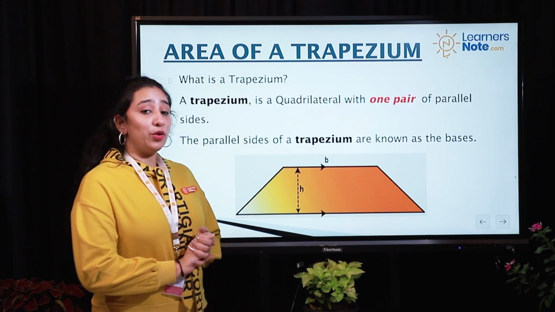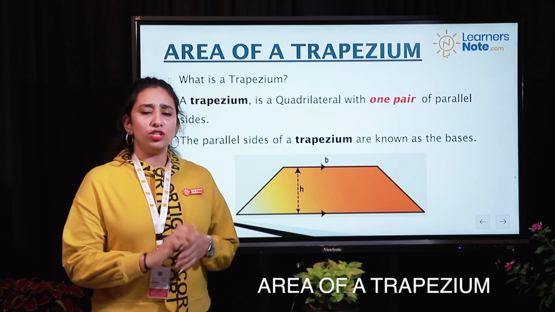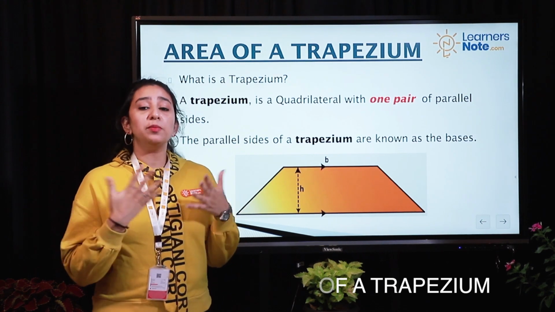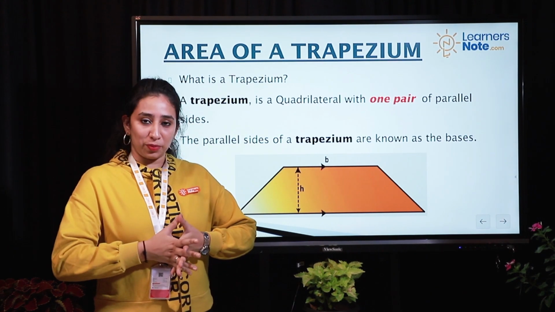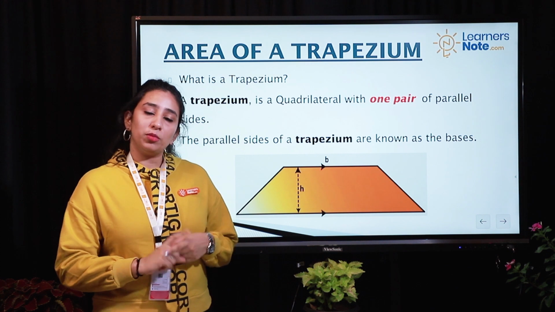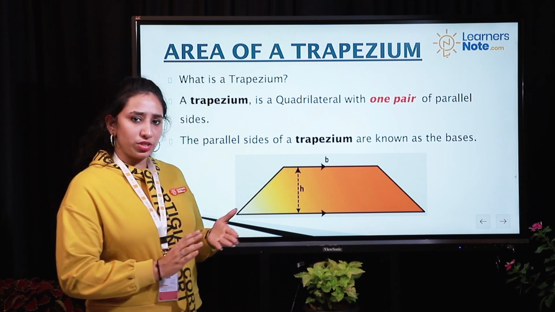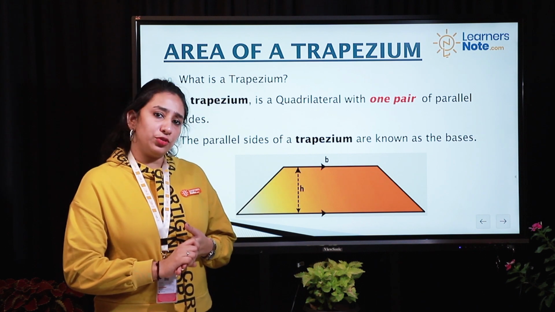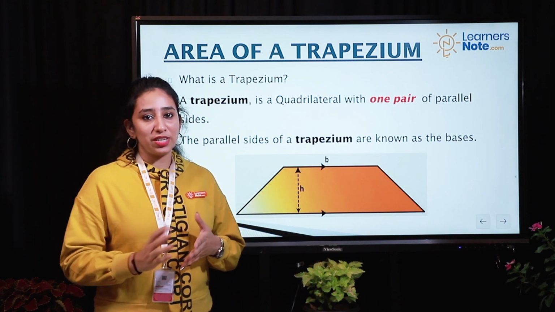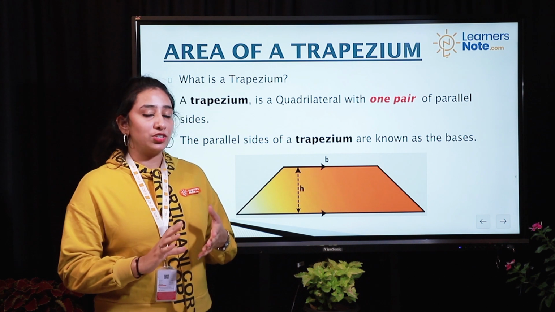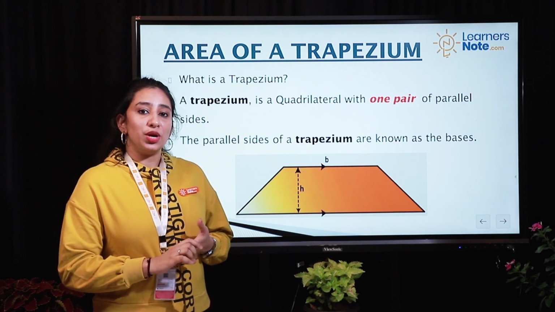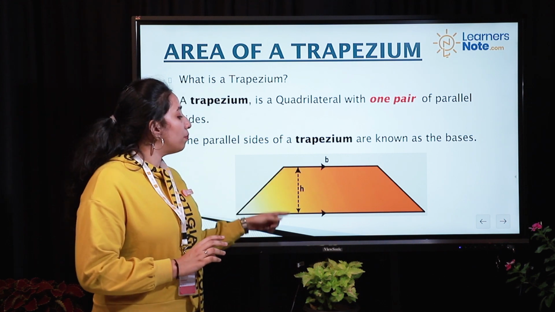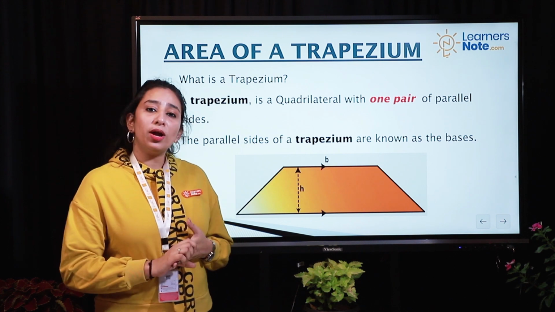So now we are going to find the area of a trapezium. Before going into the area of a trapezium, let me introduce what a trapezium basically is. A trapezium is also a quadrilateral, which has 4 sides. So you can say it's a closed polygon with 4 sides. But what is the difference between a quadrilateral and a trapezium? The only difference is that in a trapezium we have only one pair of parallel sides.